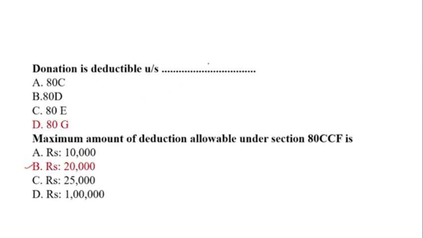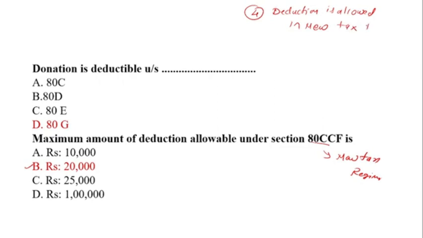You will get a maximum deduction of 20,000 allowed under section 80CCF. Also, 80CCF is eligible for the new tax regime. Only selected four deductions are allowed in the new tax regime.